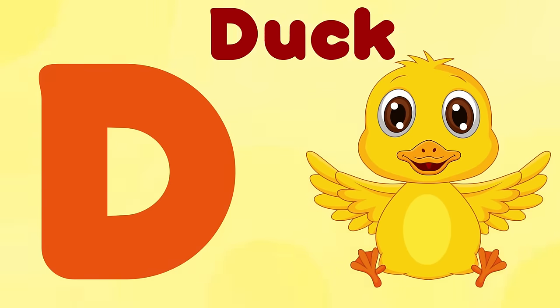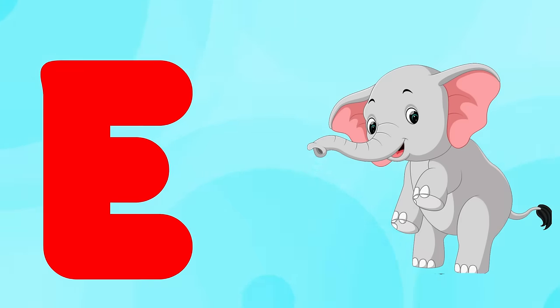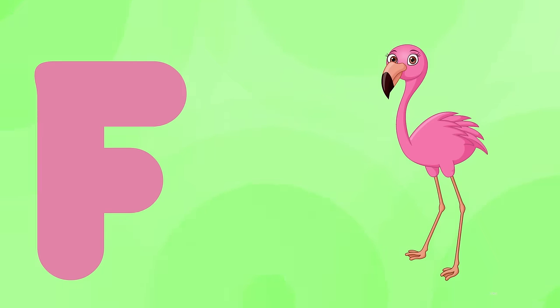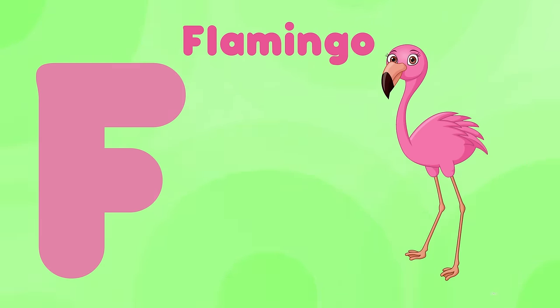D, duck. E is for elephant. E, e, elephant. E, elephant. F is for flamingo. F, f, flamingo. F, flamingo. G is for goat.